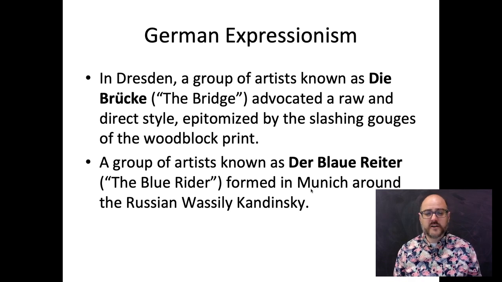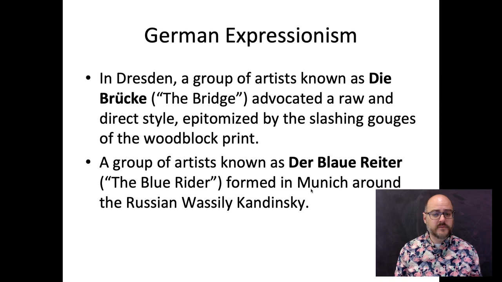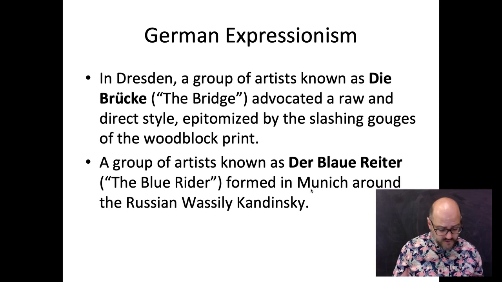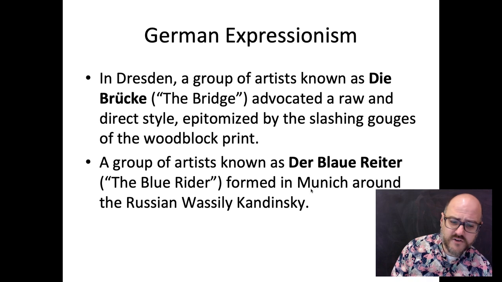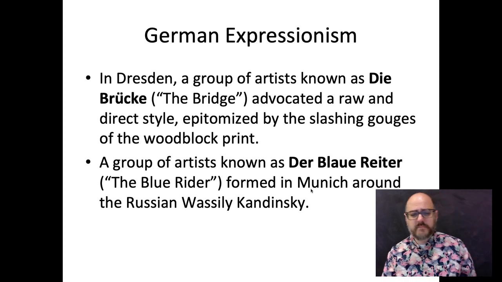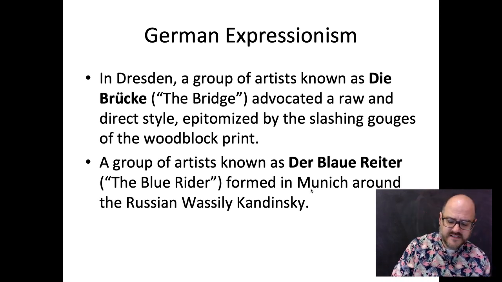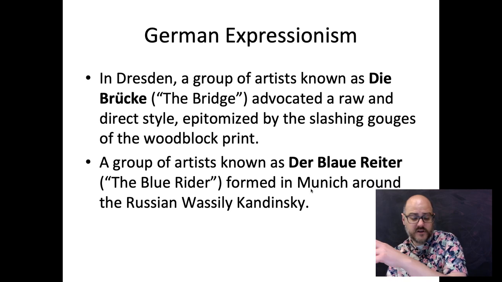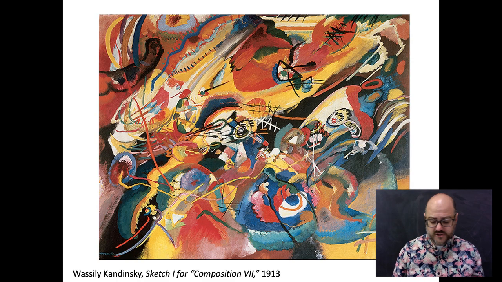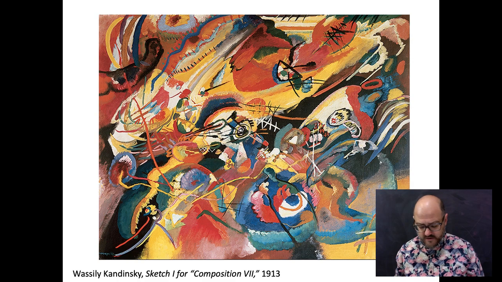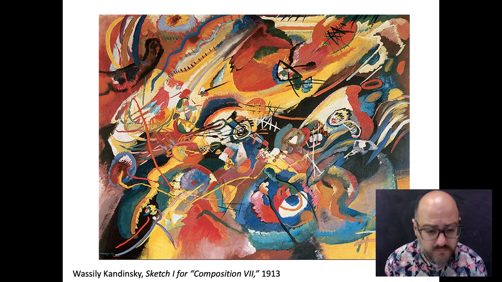The next group of artists, also in this camp of German Expressionism, was known as the Blue Rider, or Der Blaue Reiter, which was formed in Munich, Germany, around 1913. It was a group of artists that worked together and showed art together. Two of the best known examples are Vasily Kandinsky, who was originally from Russia and then moved to Germany, and also the artist Franz Marc.